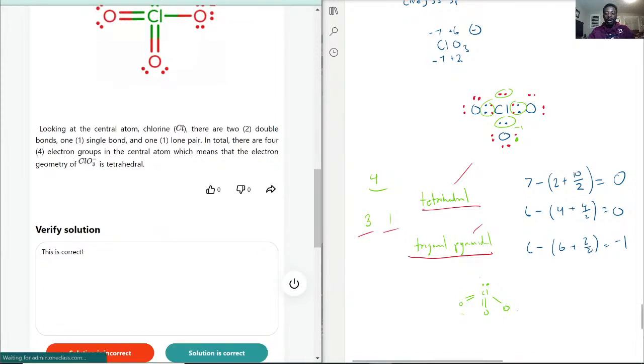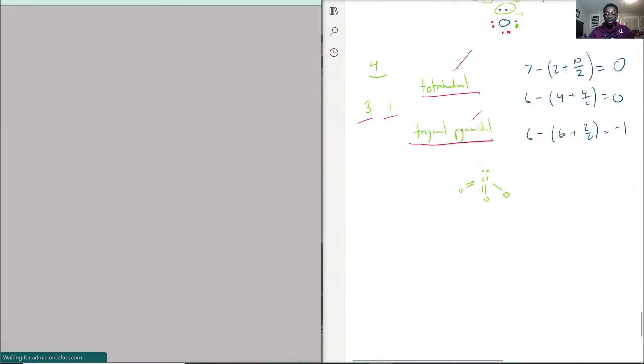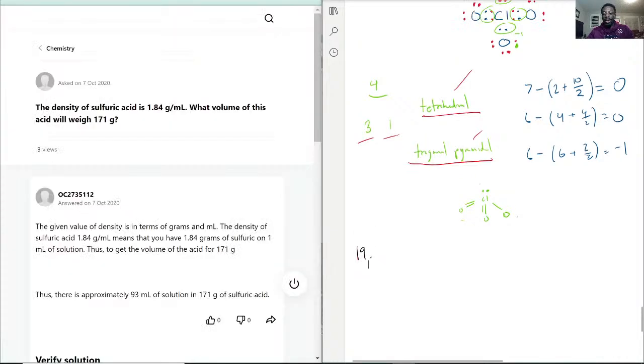And now let's move on to question number 19. That was frustrating. But I'm glad we had to figure out what was going on there.